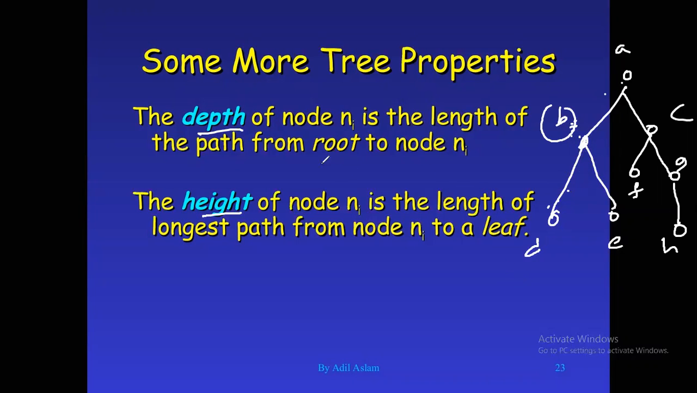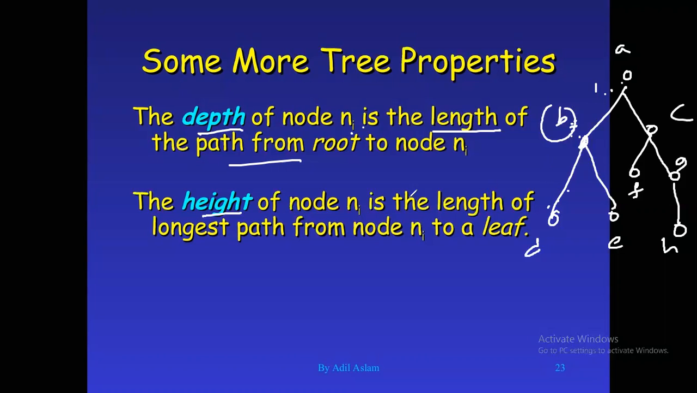Okay, here the depth of the node, one more time, the depth of the node Ni is the length of the path from root. For example, B. What is the B path length? How many edges? 1. Therefore, depth is 1.